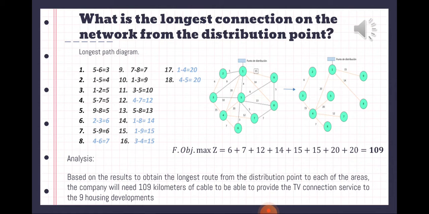As analysts, based on the results, we obtain the longest routes from the distribution point to each of the areas. The company will need 109 kilometers of cable to be able to provide the TV connection service to the 9 housing developments.